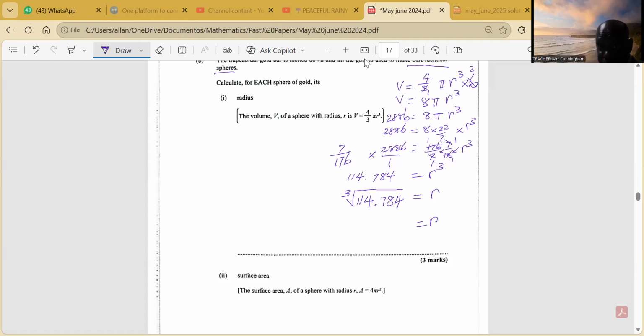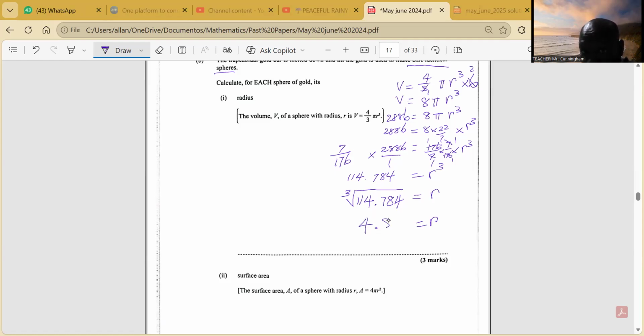The answer is 4.85. I would leave it as 4.9 or even 5. That is the answer. R is 5. Everybody okay with that? Anybody lost?